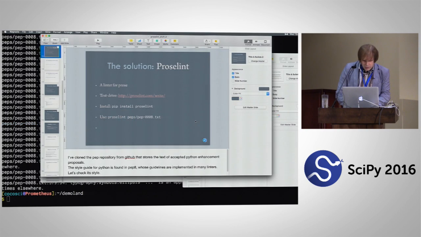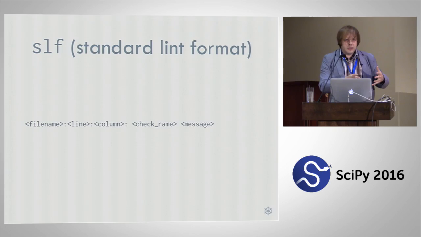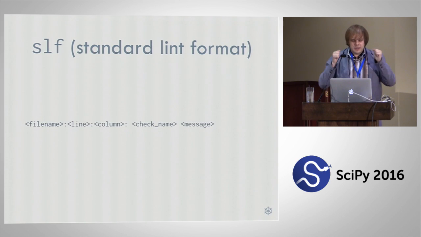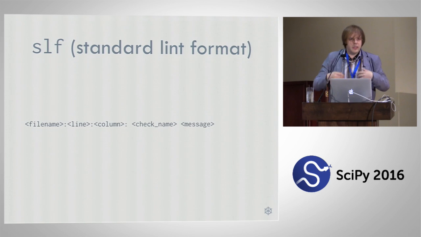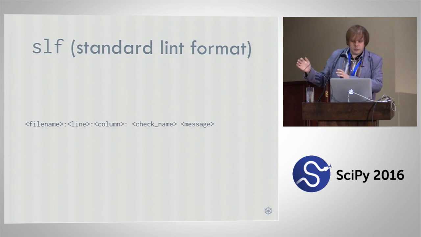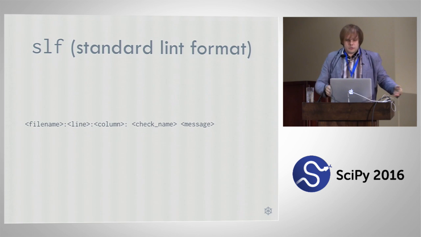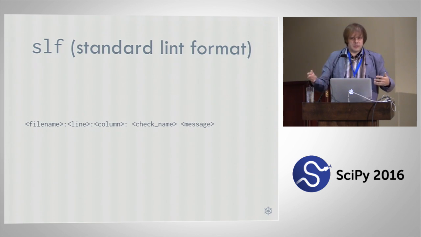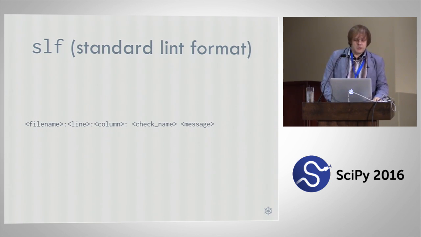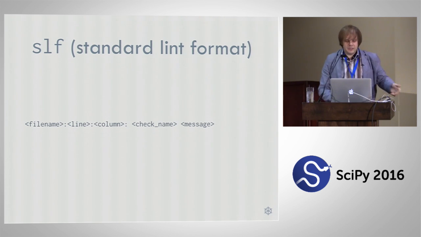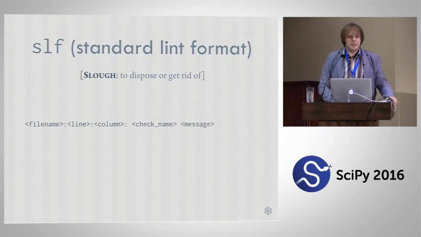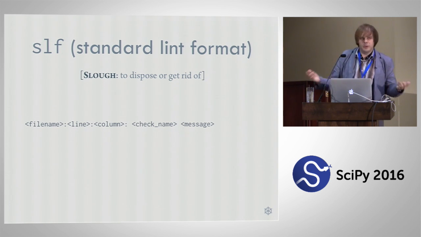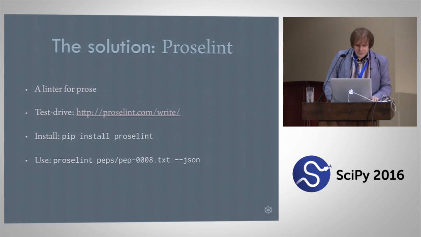Popping back into the presentation. As you might have noticed, the way that this is laid out is the file name, the line number of the error that was found, the column number at which it begins, and then the name of the thing that was caught, and a message explaining what was caught. We tried to find a name for what this was called because a lot of linters seem to use this format, and we couldn't. So I'm calling it the SLUF, the standard lint format. Partially because SLUF means to dispose or get rid of, and that's exactly what you want to do with all the errors that your linter is picking up.